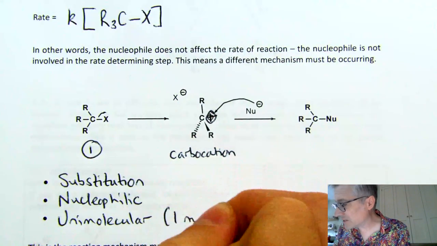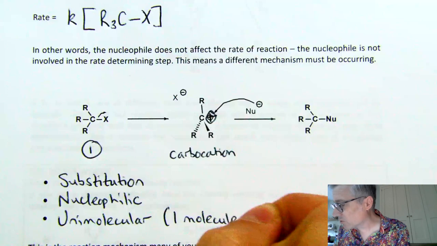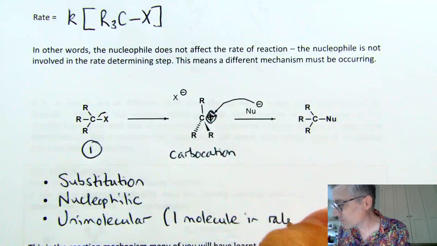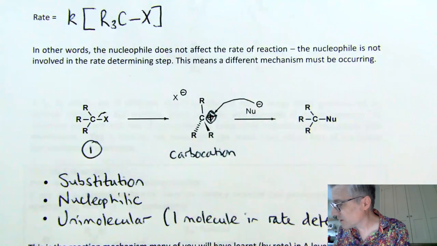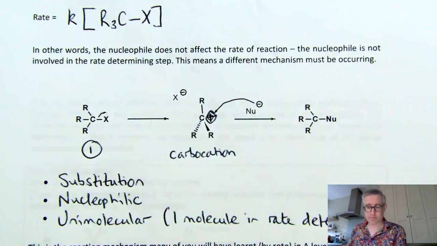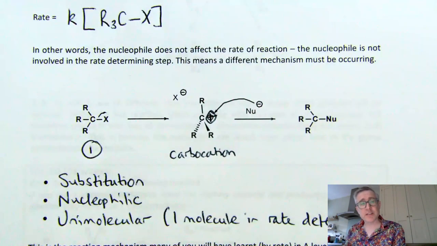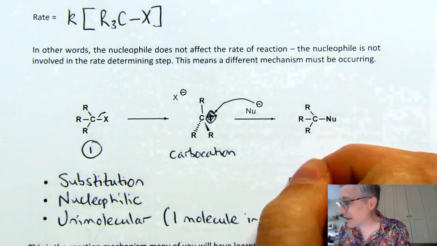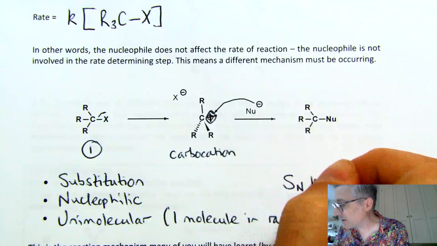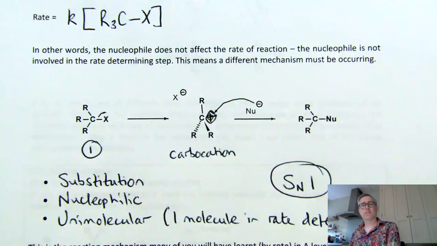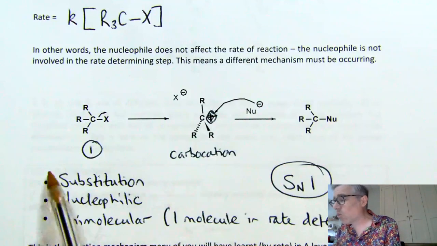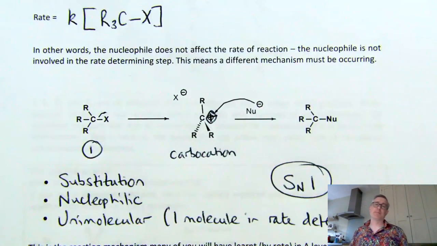And most importantly, as well as being a substitution and being nucleophilic, it's unimolecular. Unimolecular means there is one molecule in the rate determining step. And for these reasons, we call the mechanism SN1, not SN2. SN1 because there is one molecule in the rate determining step.